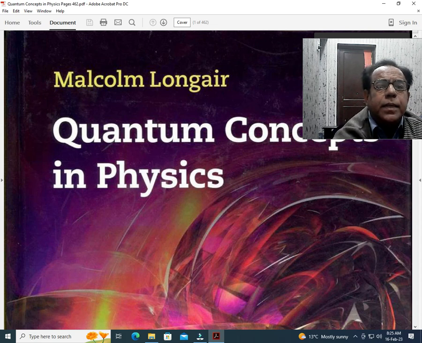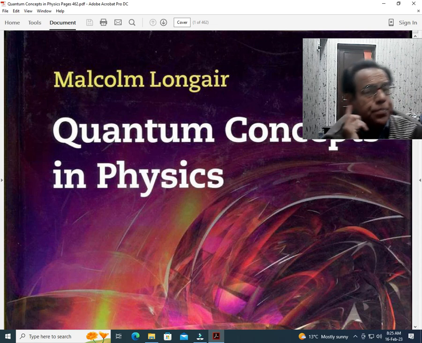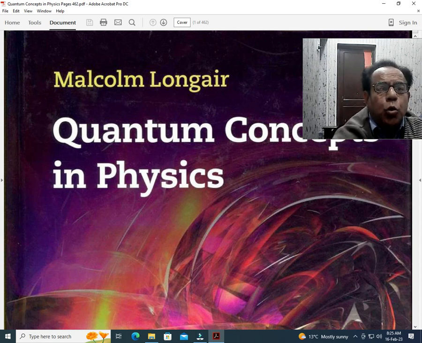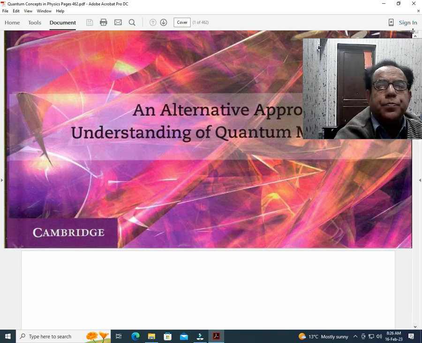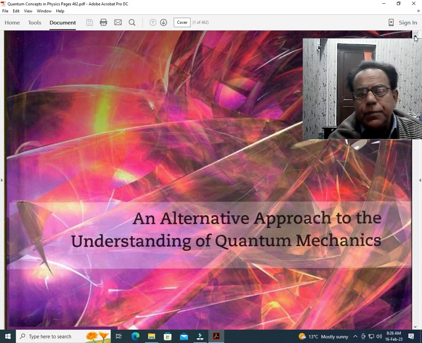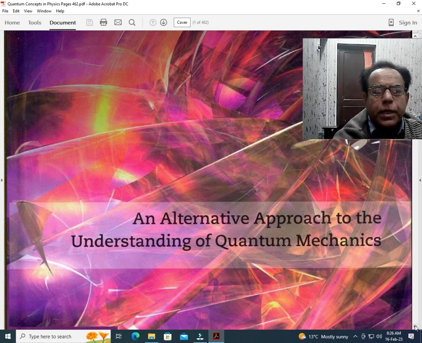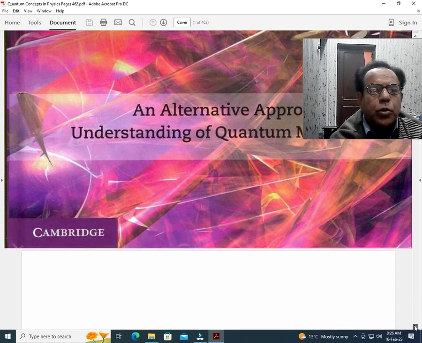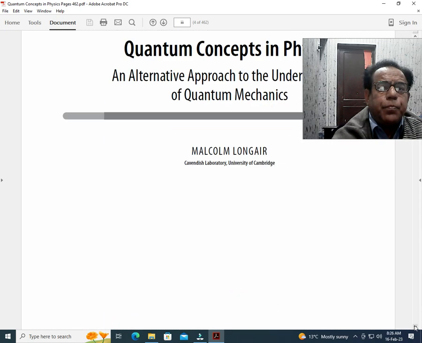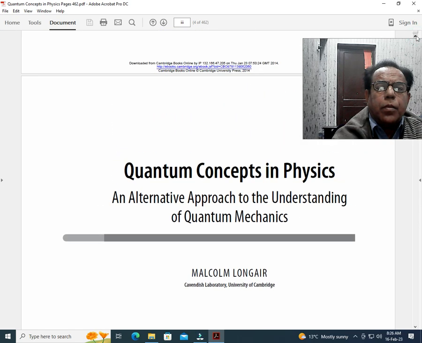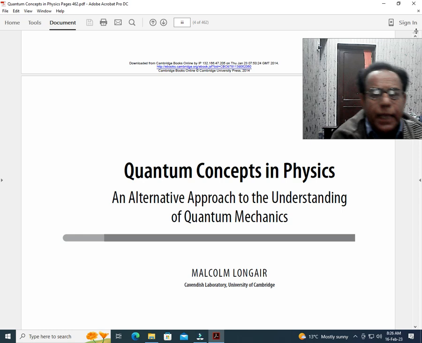The next book is by Malcolm Longair, Quantum Concepts in Physics, an alternative approach to the understanding of quantum mechanics, Cambridge University Press.